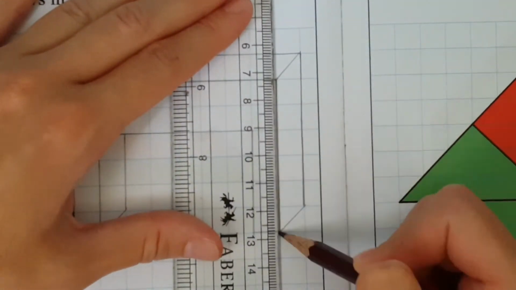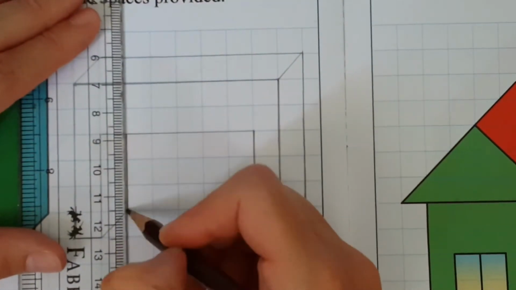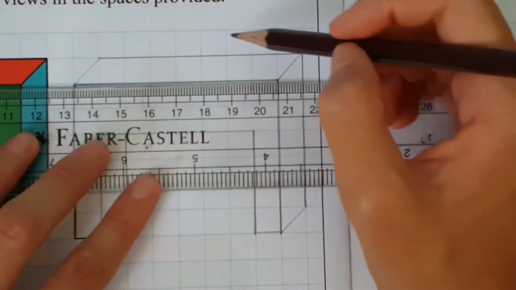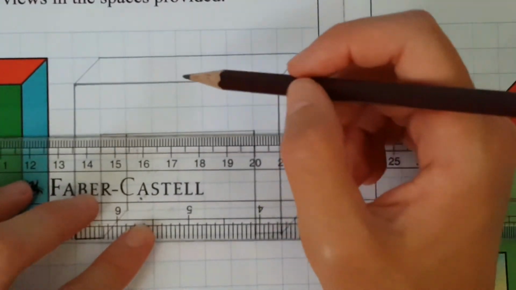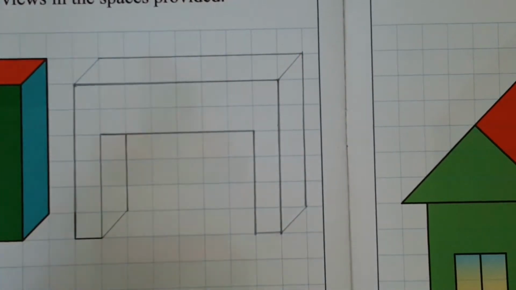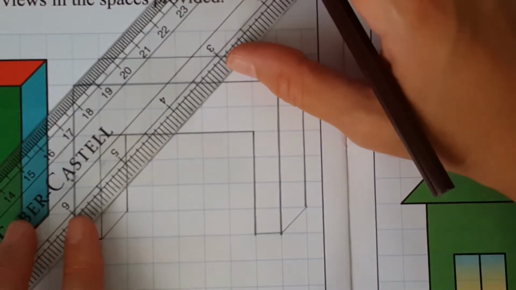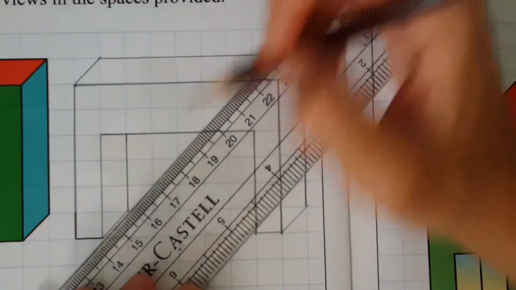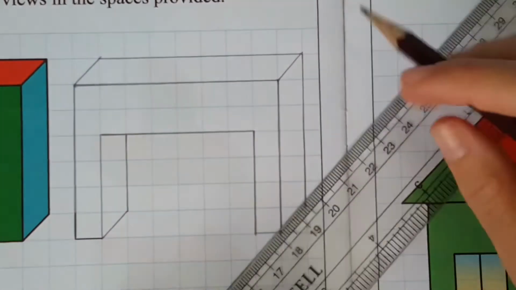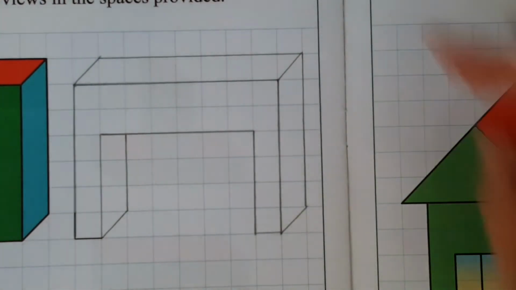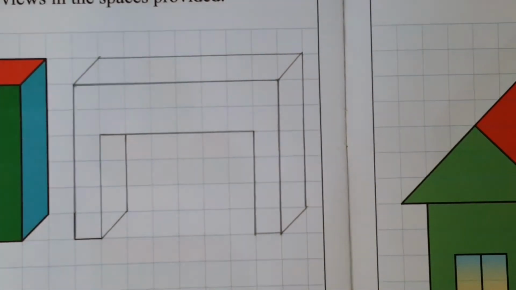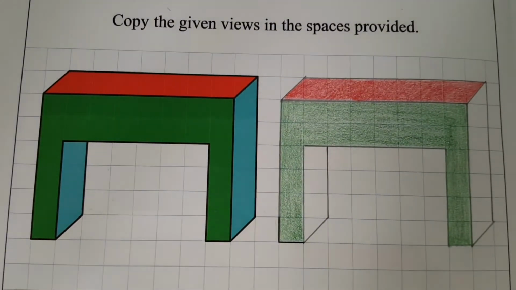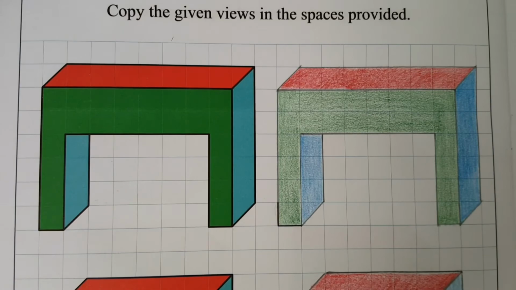Now, of course, to finalize our drawing, we need to go over our outlines to create a bold line to make our final shape visible. And lastly, we're going to be shading our 3 views: the front, the plan, and the end or side view.